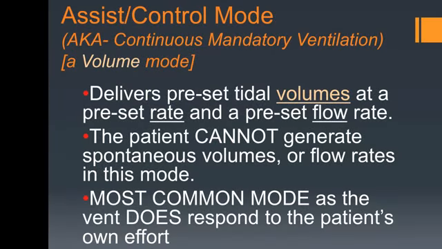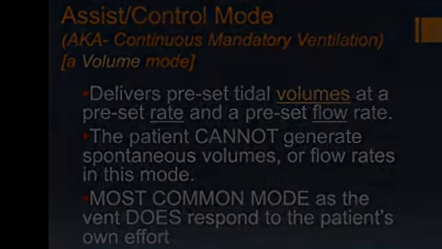The next is assist control mode. It used to be called continuous mandatory ventilation. It's also a volume mode as well. This mode, like the other one, delivers preset tidal volumes, preset rate, preset flow rate. The patient, again, cannot generate spontaneous volumes or flow rates in this mode. It is the most common, as the vent does respond to the patient's own effort, which is a good thing.